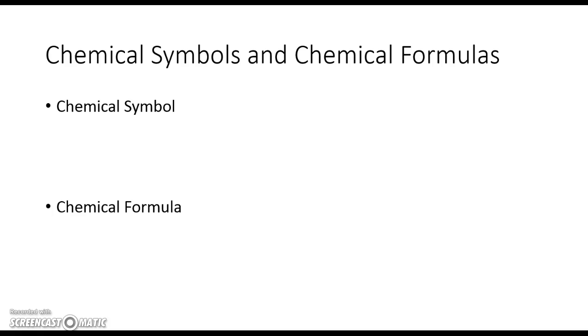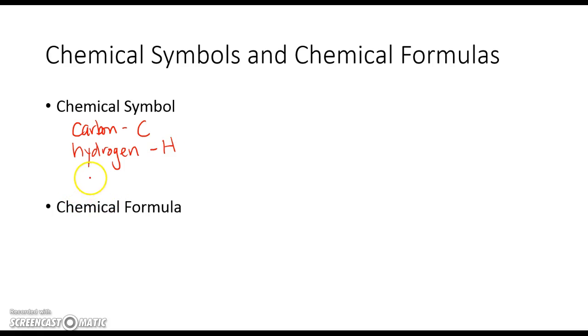And each element has its own unique chemical symbol. So for example, carbon is an element and its symbol is the letter C. That matches the C that starts carbon. You also have something like hydrogen. Hydrogen has a chemical symbol of H.